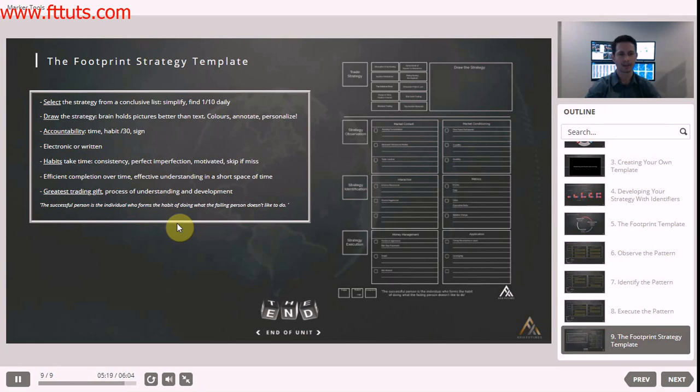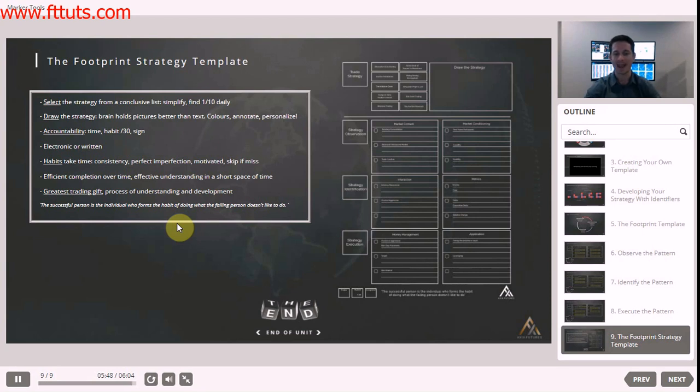And then lastly, just remember, there's a lovely quote at the bottom of that template, and the quote simply says, the successful person is the individual who forms the habit of doing what the failing person doesn't like to do. Okay, humans don't like to observe themselves. We don't want to fill out forms and write out stuff and bog ourselves down with all sorts of information. All right, so if you are willing to do it, you are going to succeed.